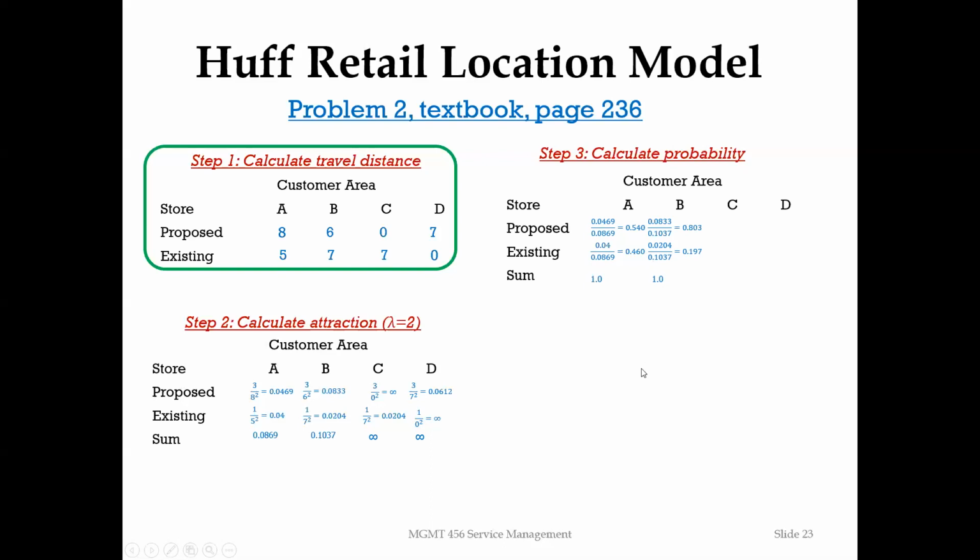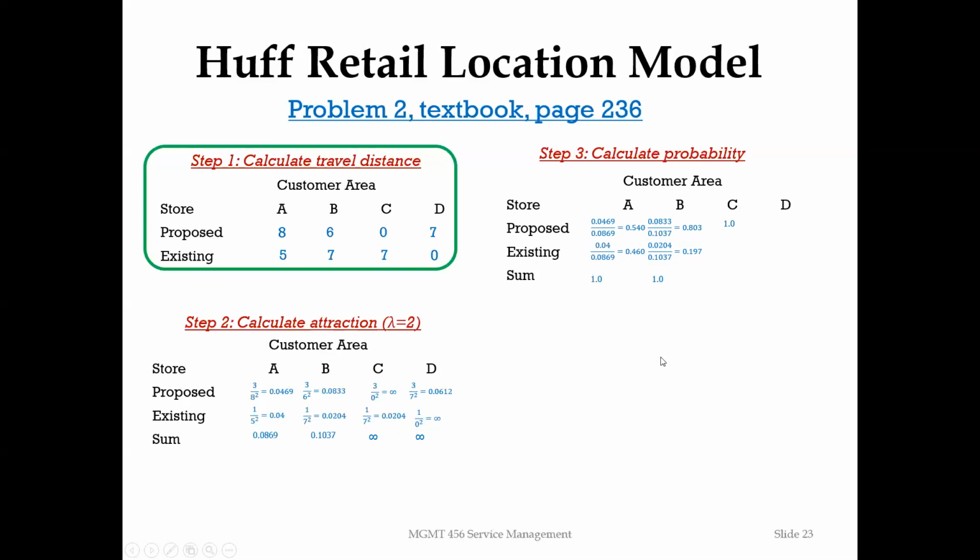What about customer area C? It will be infinite divided by infinite. If infinite is divided by infinite, you get 1.0, 100%. What about the existing store? It will be a small number divided by infinite.